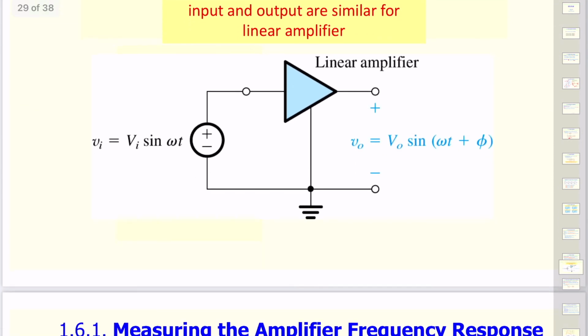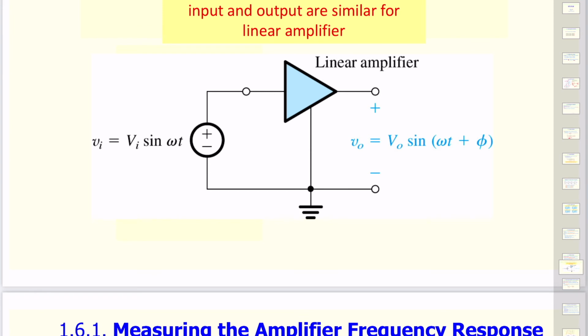And this figure shows that the output has a different amplitude maybe, but it would have the same frequency. It may be shifted in phase, which is this angle phi, showing the phase of the amplifier at this frequency omega. So that phi can be different for the other omegas, but that's a possibility. It may not. There may not be any phase shift.